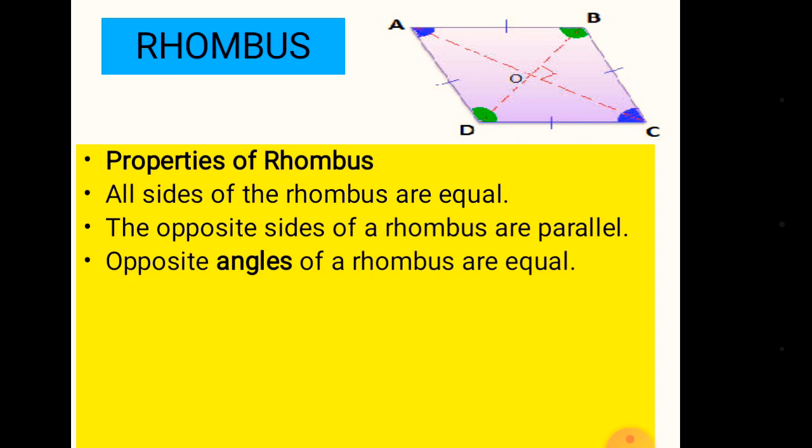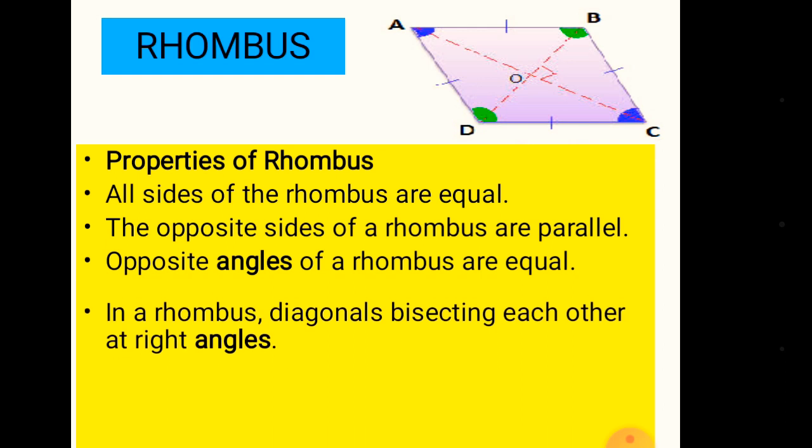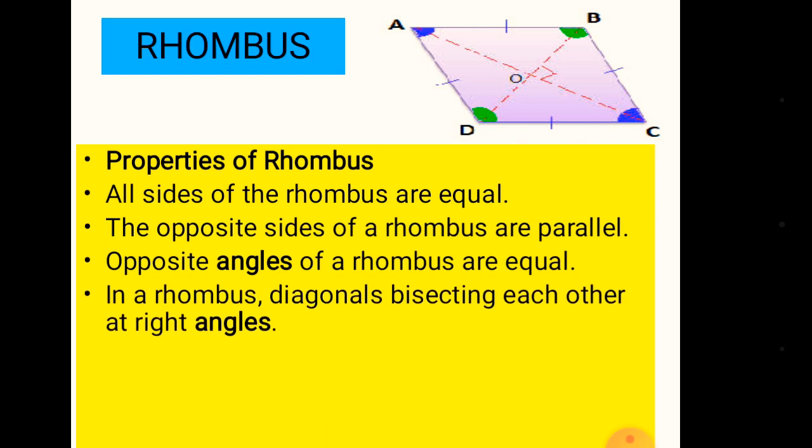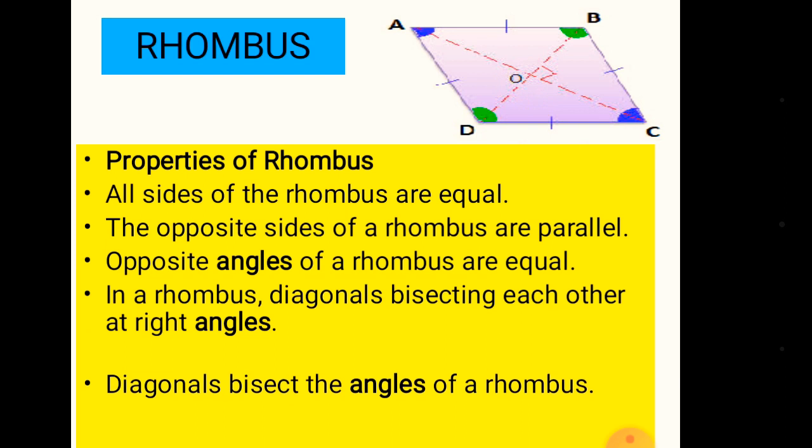Also, opposite angles of a rhombus are equal. So opposite angles of a rhombus are equal. In a rhombus, diagonals bisect each other at right angles. Also the diagonals of a rhombus bisect each other at 90 degrees. So they bisect at right angles.